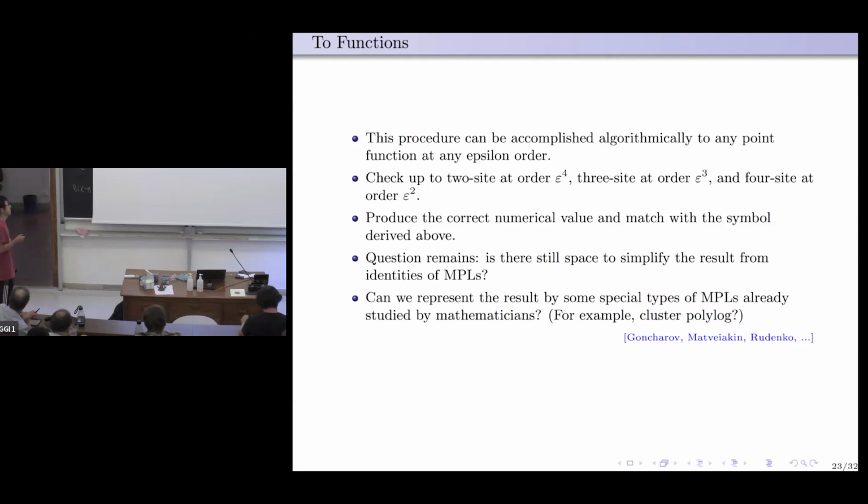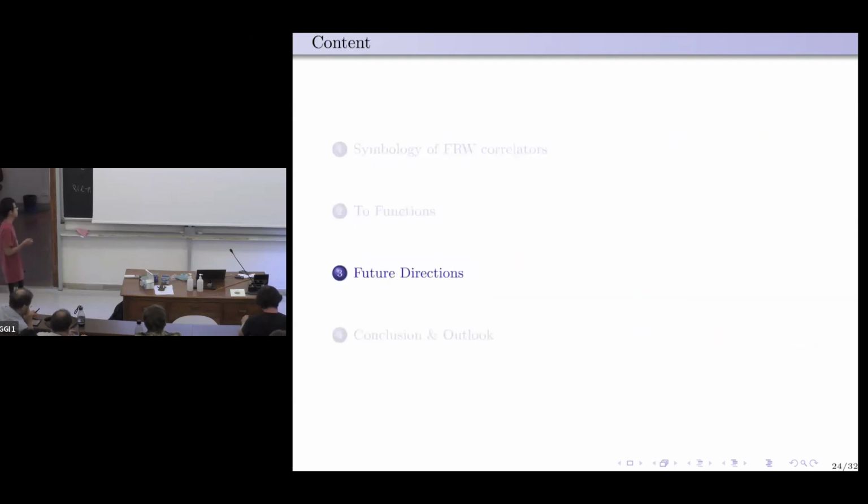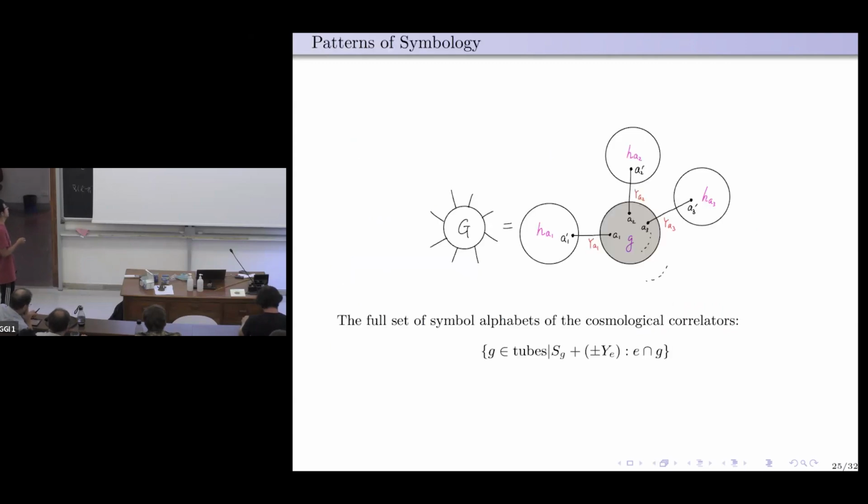We still don't have a concrete answer to these questions, but from these simple techniques, it's useful to see if there are any patterns of the symbology, which might imply what simpler functions might appear. Okay, for example, let's go back to this factorization graph.